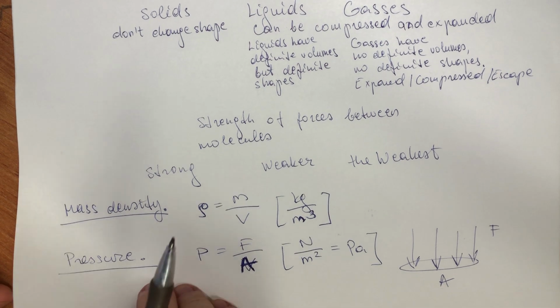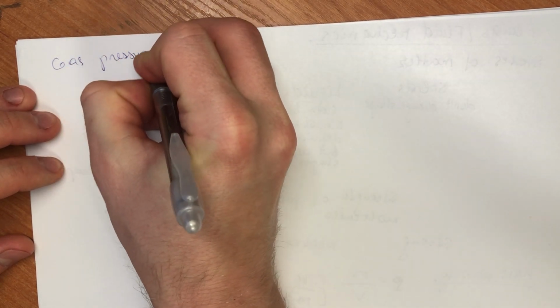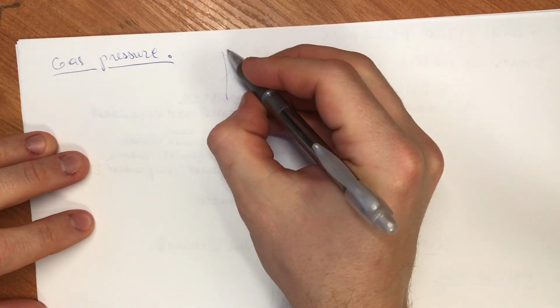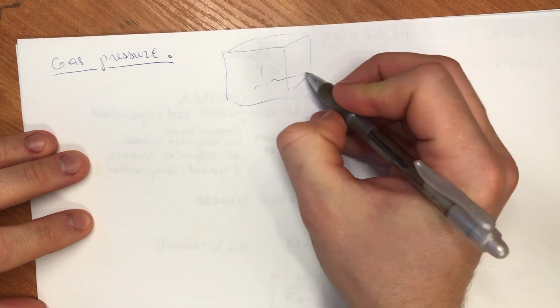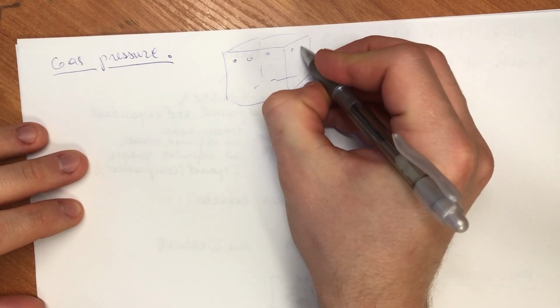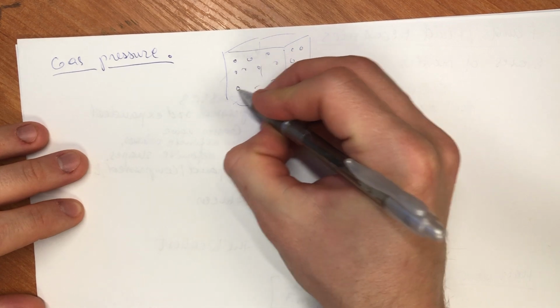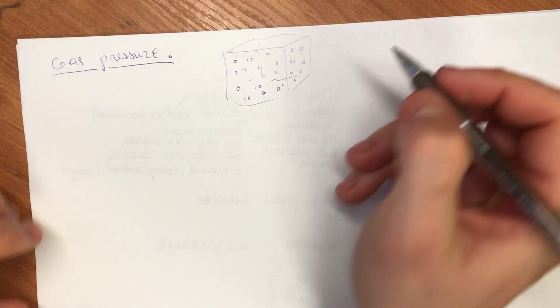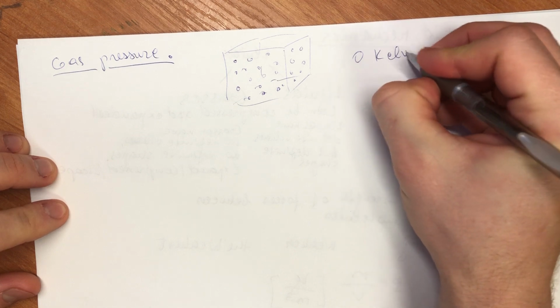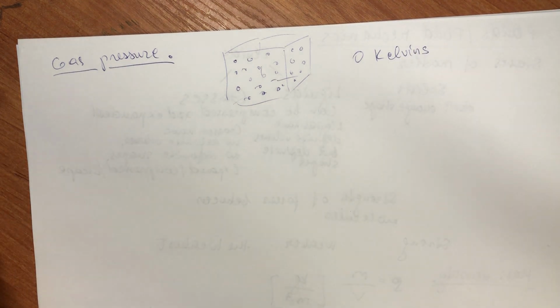Now pressure in gas. If we have a box with gas molecules, there are a lot of gas molecules in the box, moving randomly, and because they have temperature higher than 0 kelvins, they have kinetic energy.